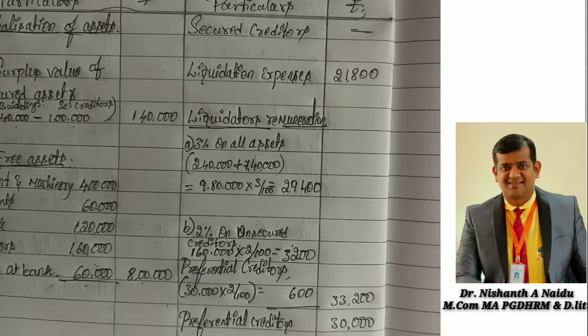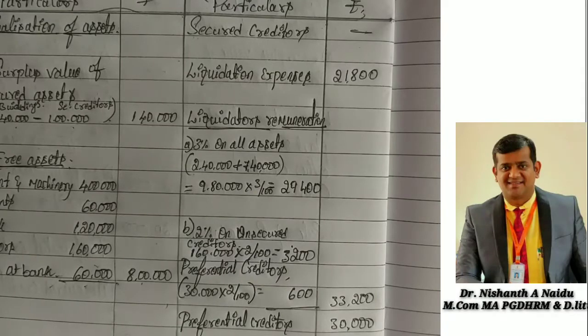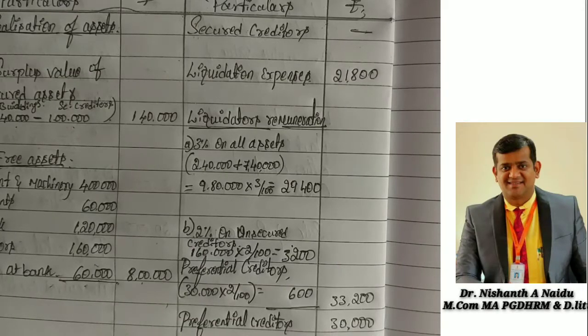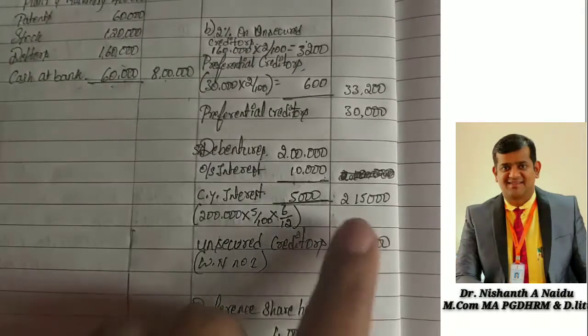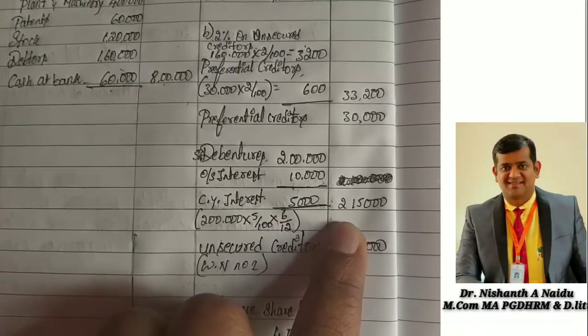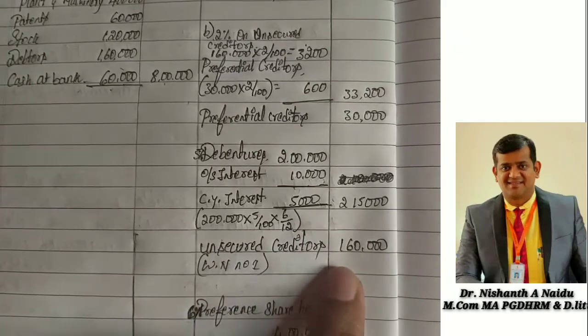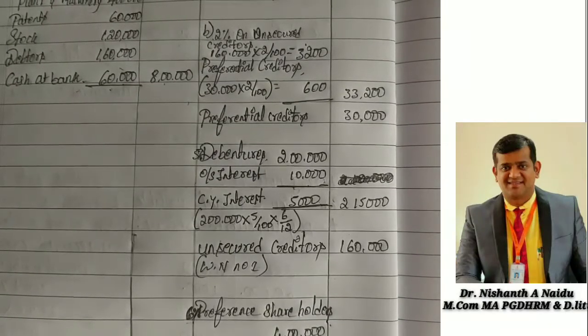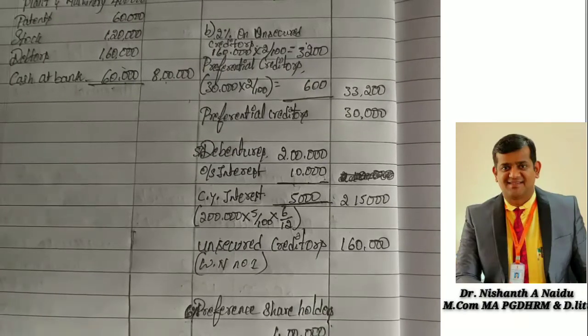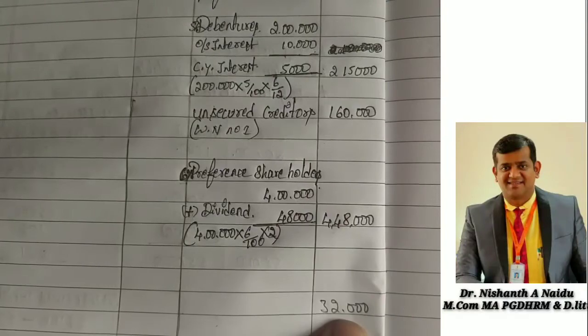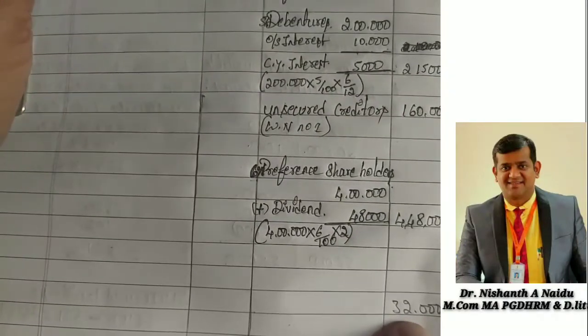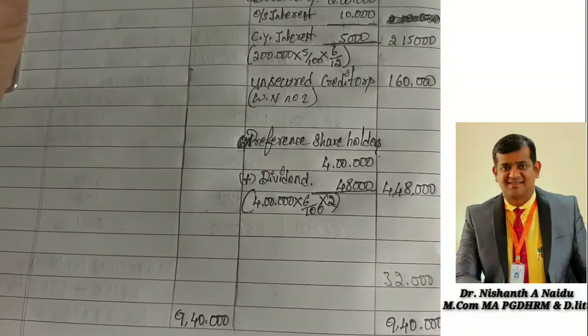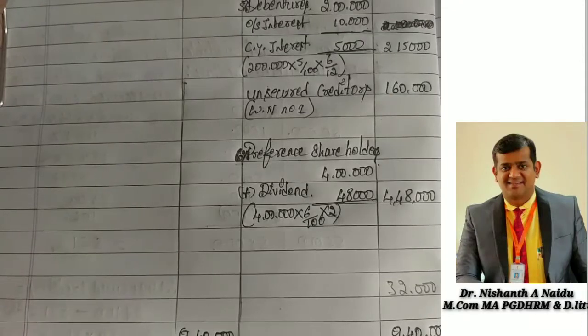So 9,40,000 minus 21,800 for liquidation expenses, minus 33,200 rupees for liquidator's remuneration, minus 30,000 rupees for preferential creditors, minus 2,15,000 for debenture holders, minus 1,60,000 for unsecured creditors, minus 4,48,000 for preference shareholders. So I am left with only 32,000, which I have to distribute among equity shareholders. Correct? Within this amount I have to make all the payments.